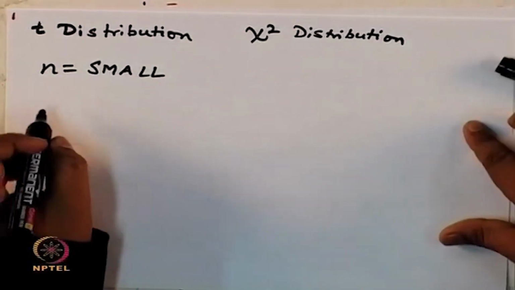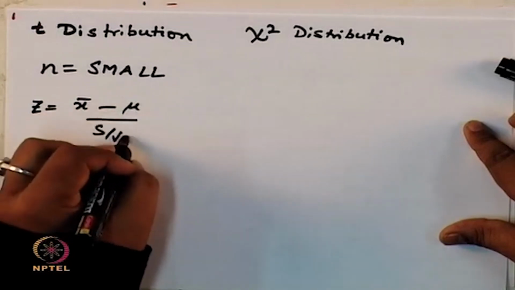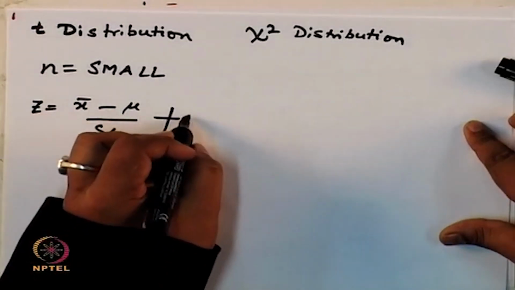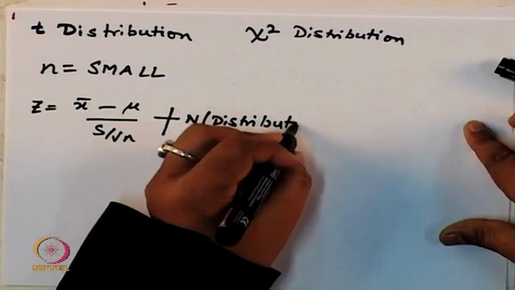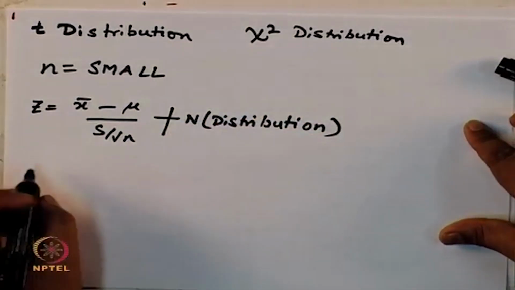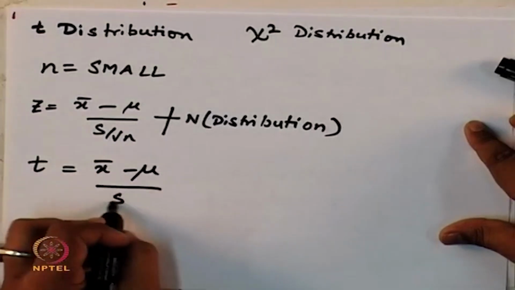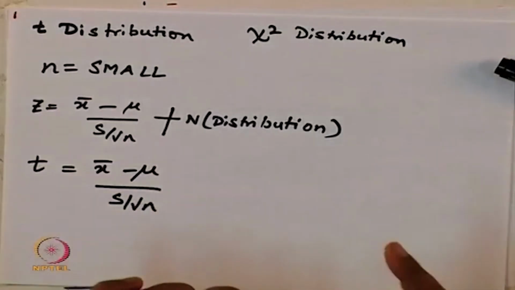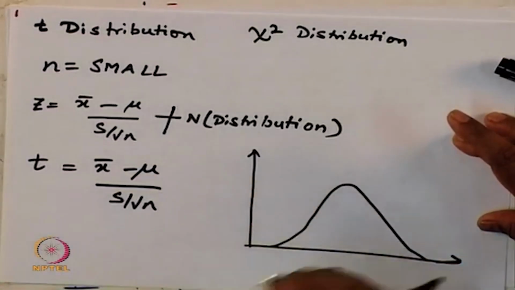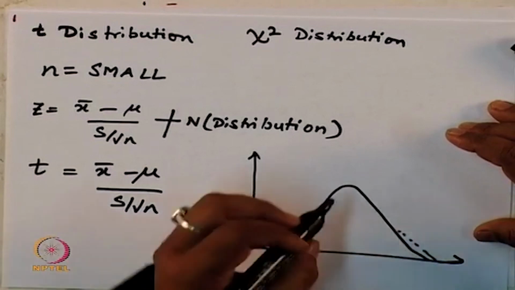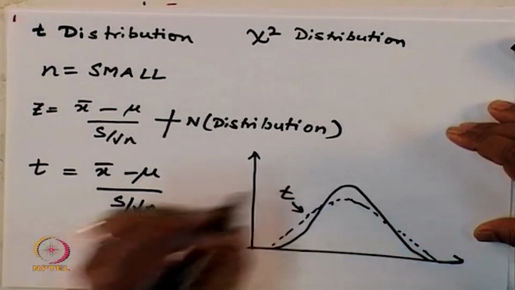So, your z equal to x bar minus mu by s by root n does not follow the normal distribution. Instead, we calculate the same value, x bar minus mu by s by root n, which is called the t value. As opposed to the normal distribution, the t distribution is much flatter with longer tails. So, this is your t distribution.